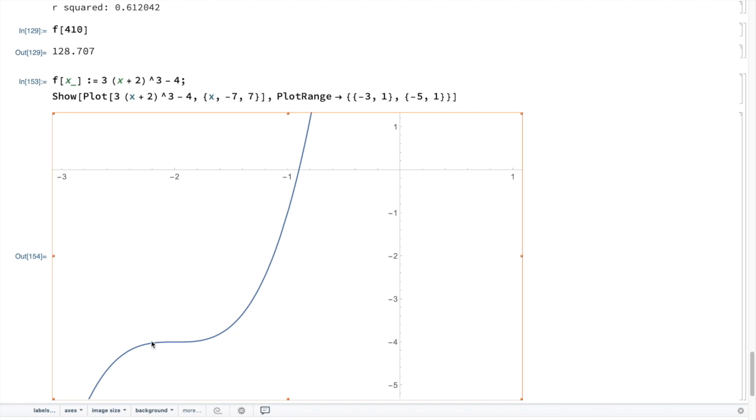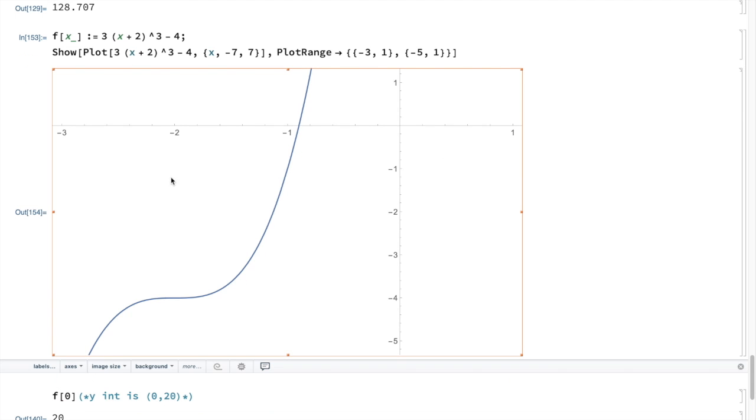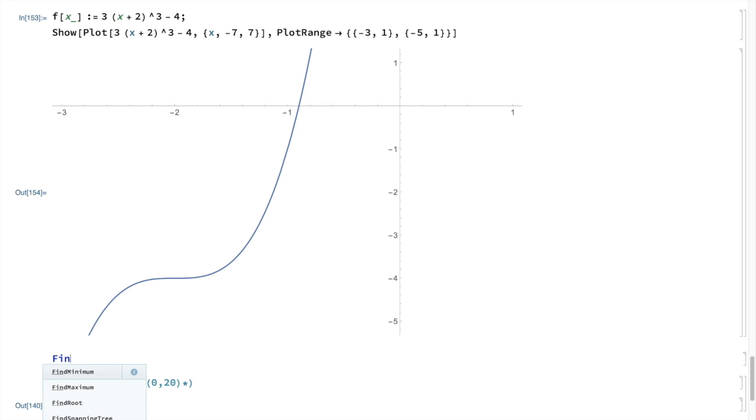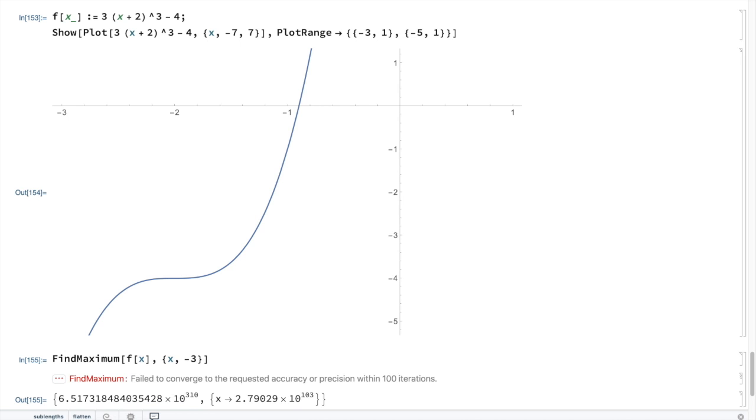It could be up. It could have a little maximum here. It could have a little minimum here. But why don't we actually see what we see? So I'm going to find a maximum here, and why don't we start this at negative 3? And I'll plug in f of x here, and we'll have an x here and a negative 3 here. Oh, it looks like we don't have a maximum here.